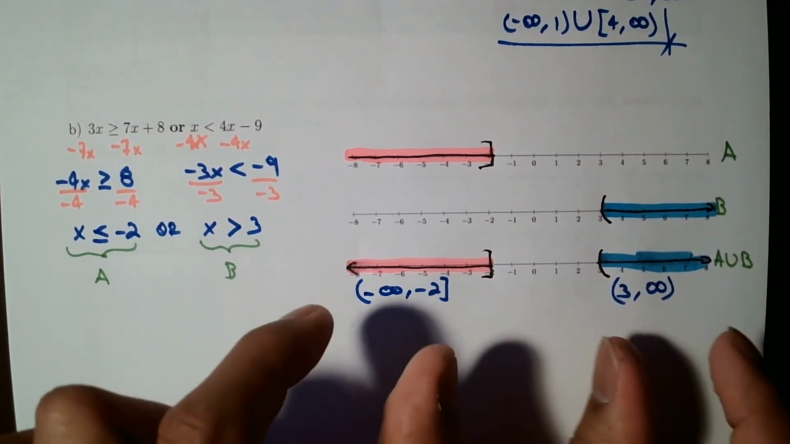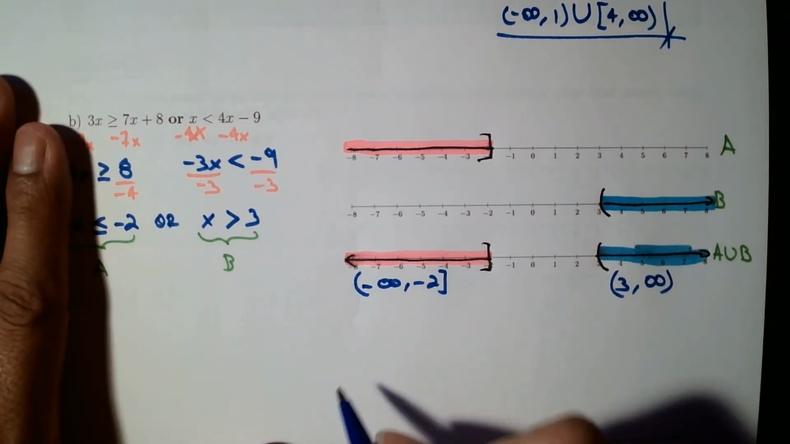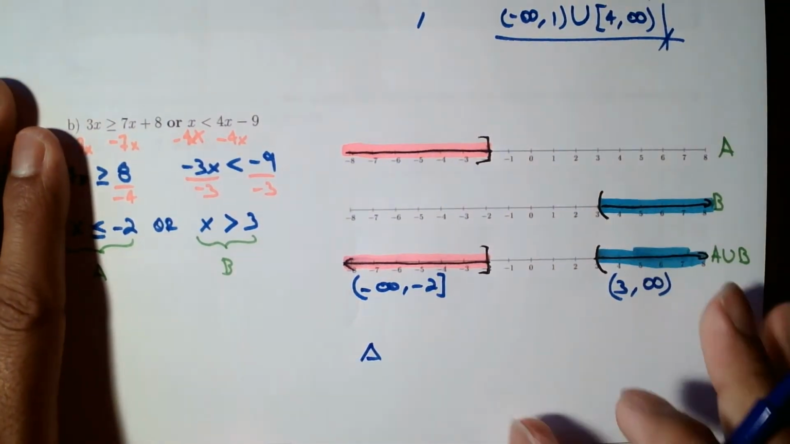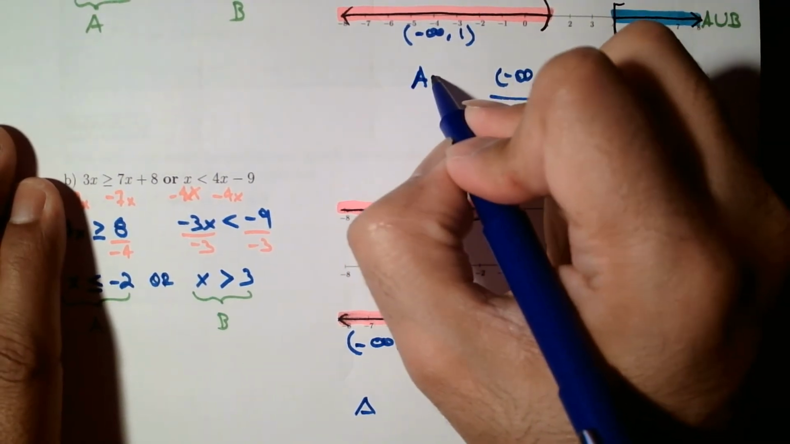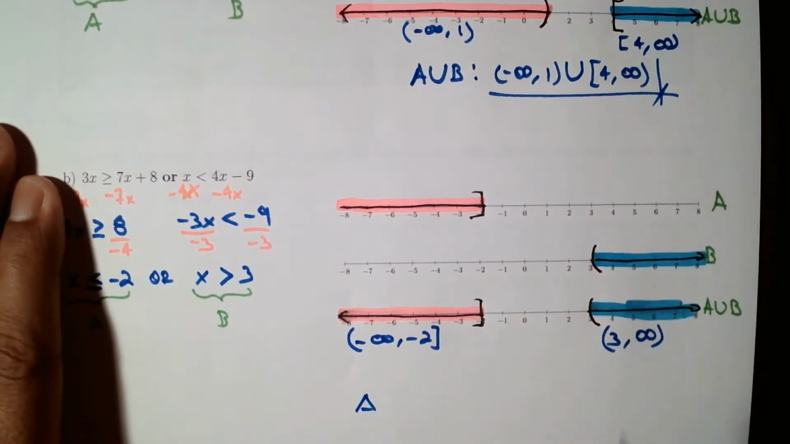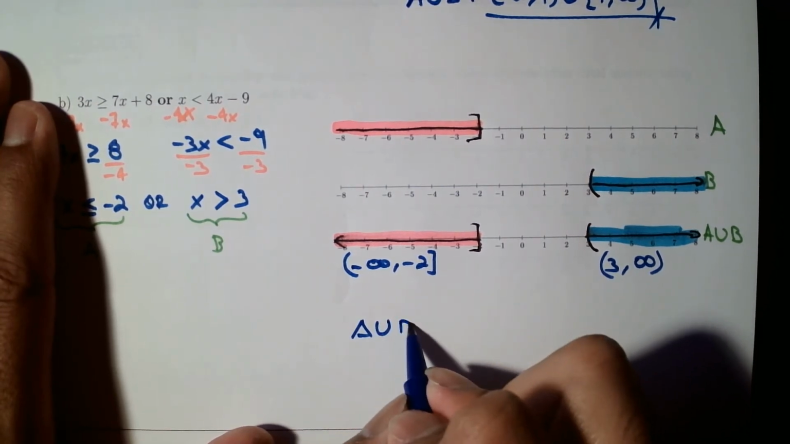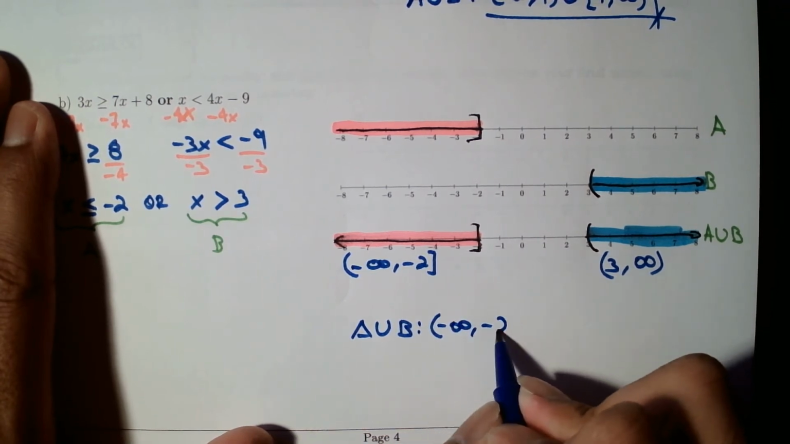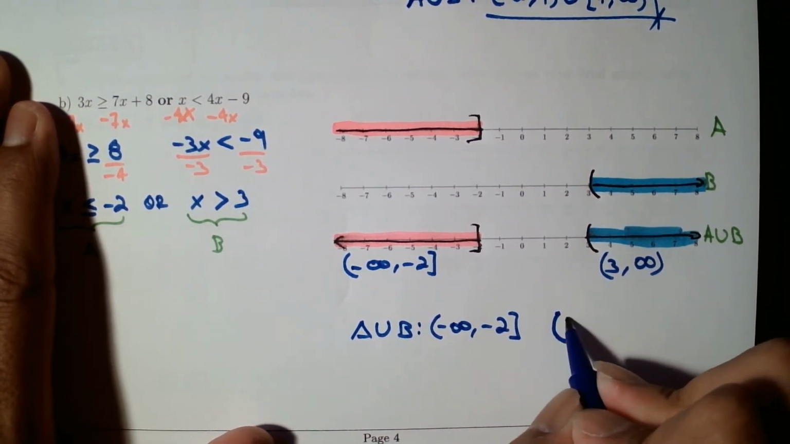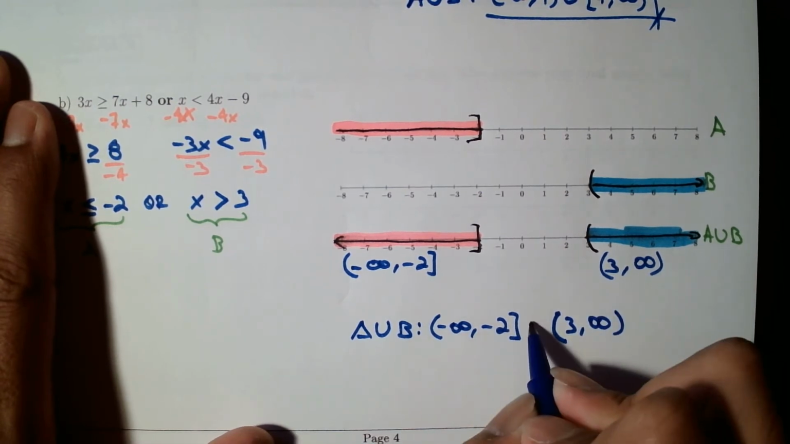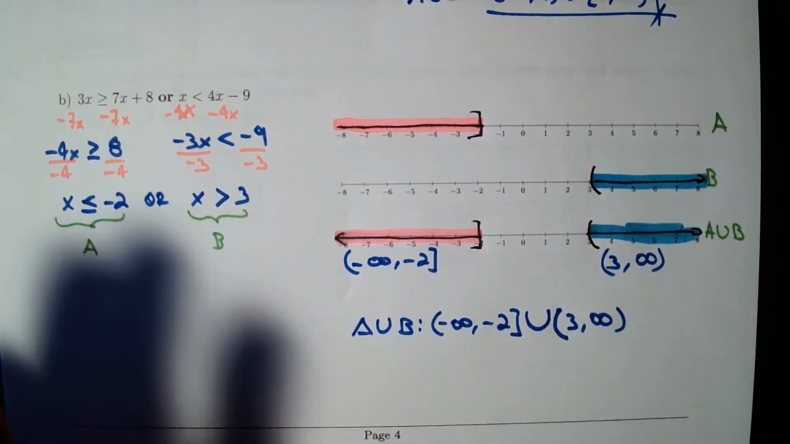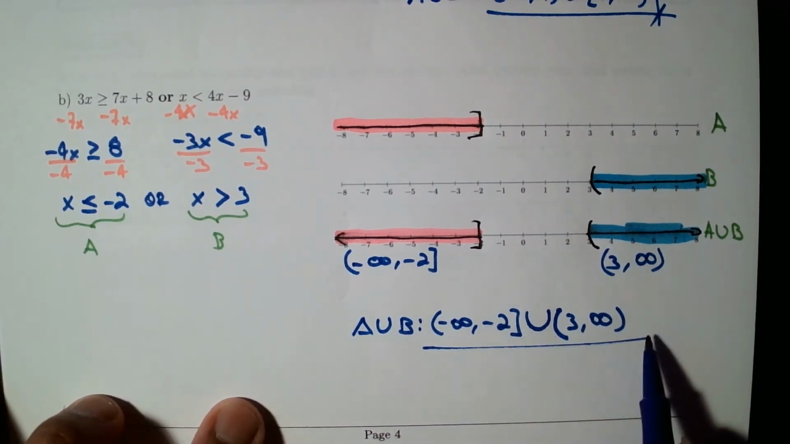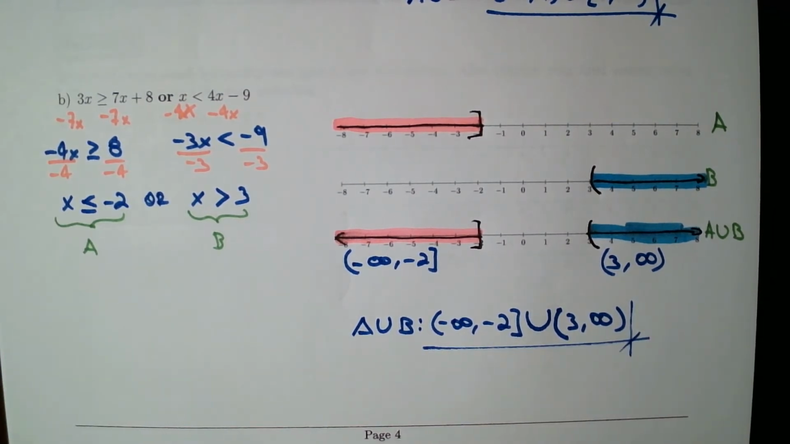So the union of these two sets is going to be these two. Okay, let me actually denote it again. It would be a good idea if I do it over here as well. A union B. These two sets together: negative infinity to negative 2, 3 to infinity, connected by a U symbol, which is the notation for the union of sets. All right, let's do one more example on the next page.